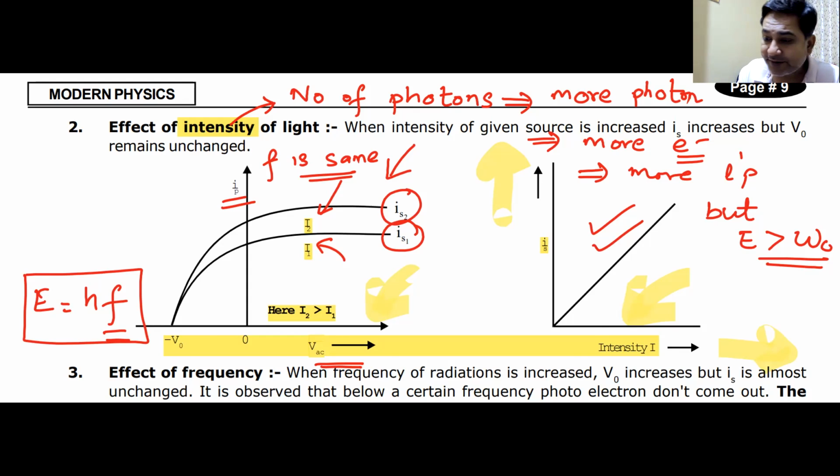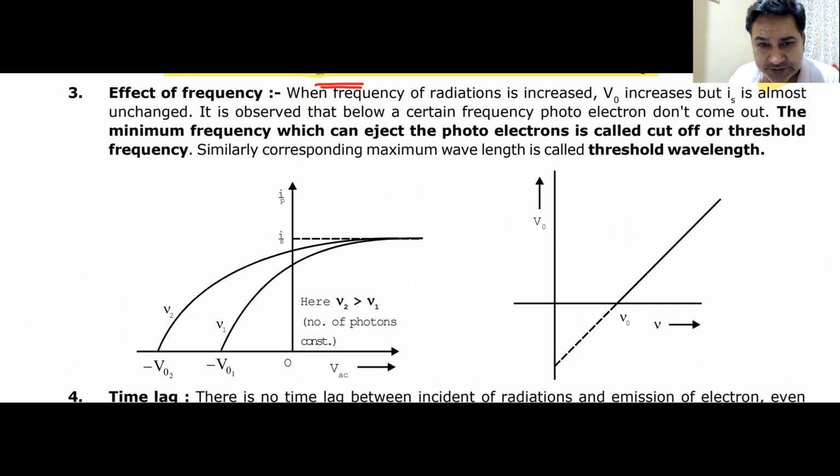Then comes the next effect, and the next effect is the effect of frequency. Now, again, I have two diagrams here. First diagram between frequency and V naught. What is V naught here? Stopping potential. Do we remember this stopping potential? The potential which is required to stop the current. So I have frequency on the x-axis and stopping potential on the y-axis. Do we understand this?